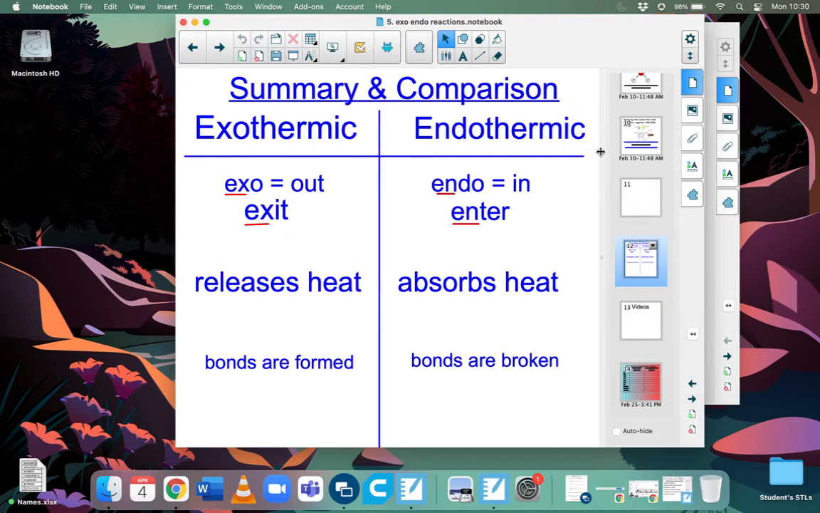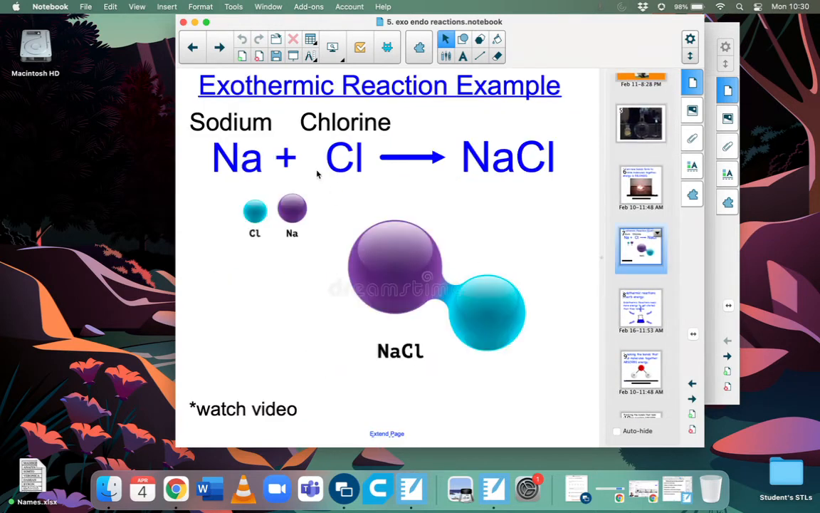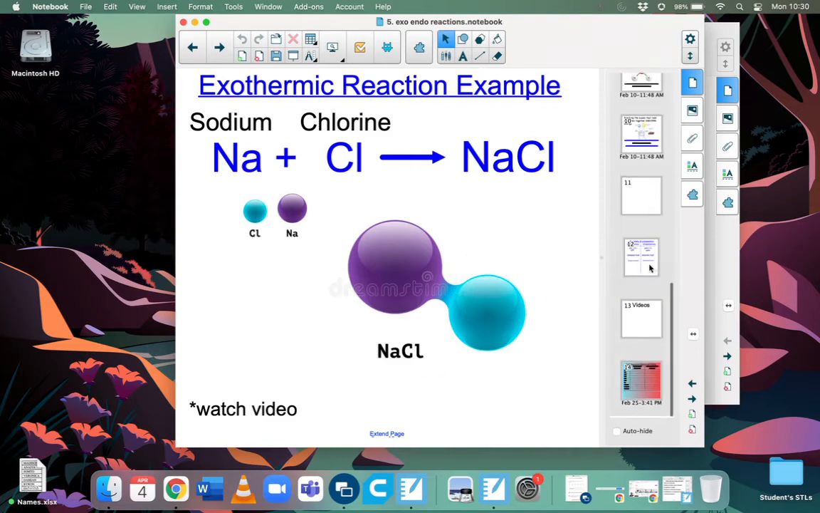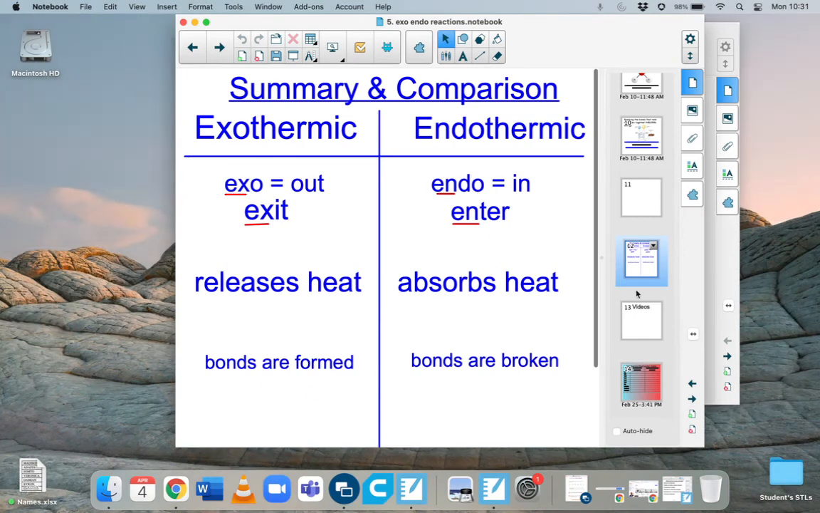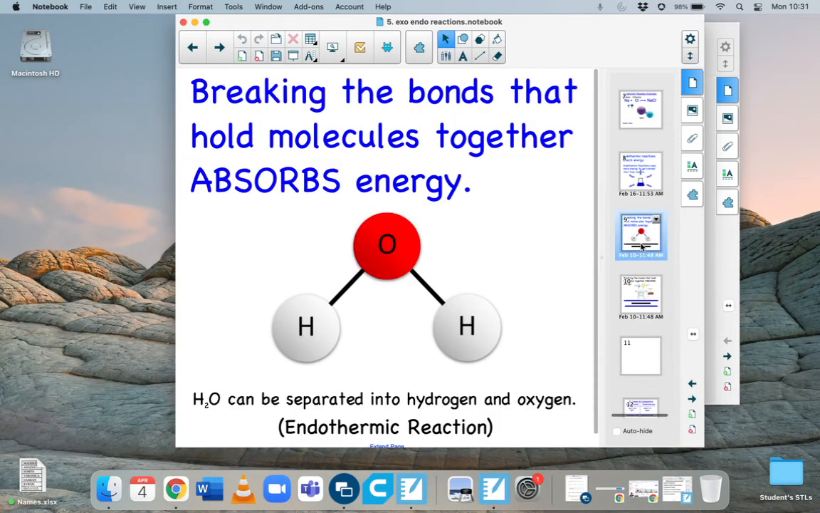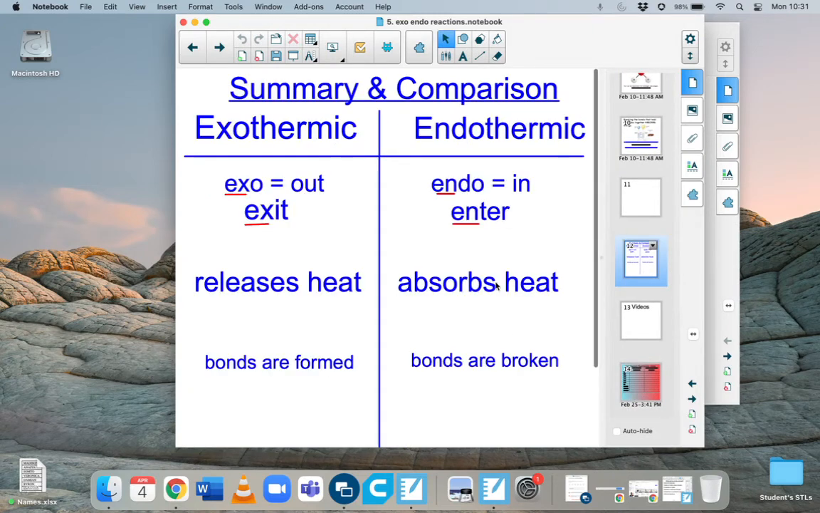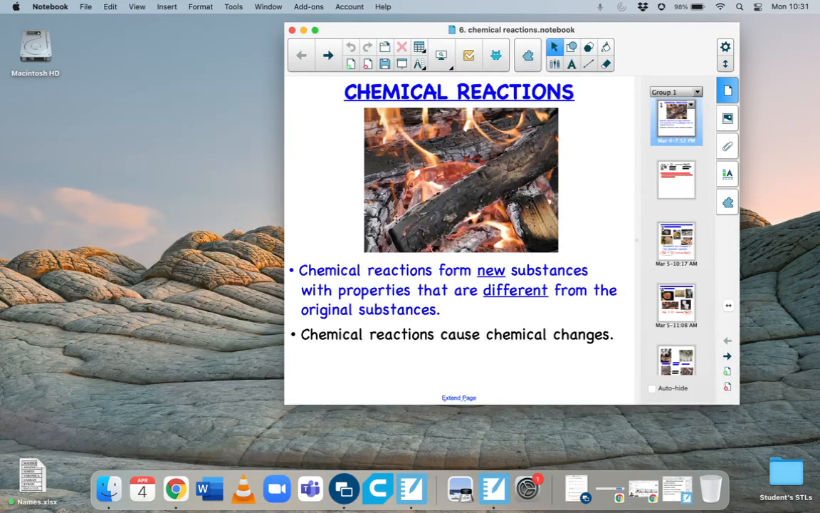That's different from endothermic reactions. En reminds me of the word enter. So heat is coming in. It's absorbing the heat. And so when you feel it, it feels cold because it's absorbing the heat. And an exothermic reaction is like our NaCl example. When you combine sodium and chlorine, they combine to form a bond, and that releases heat. Bonds are formed. And for endothermic, I want you to think of the H2O being ripped apart into just H and just O. You're breaking the bonds right there, and that absorbs heat. Okay, so that's what we learned for endo and exothermic reactions.